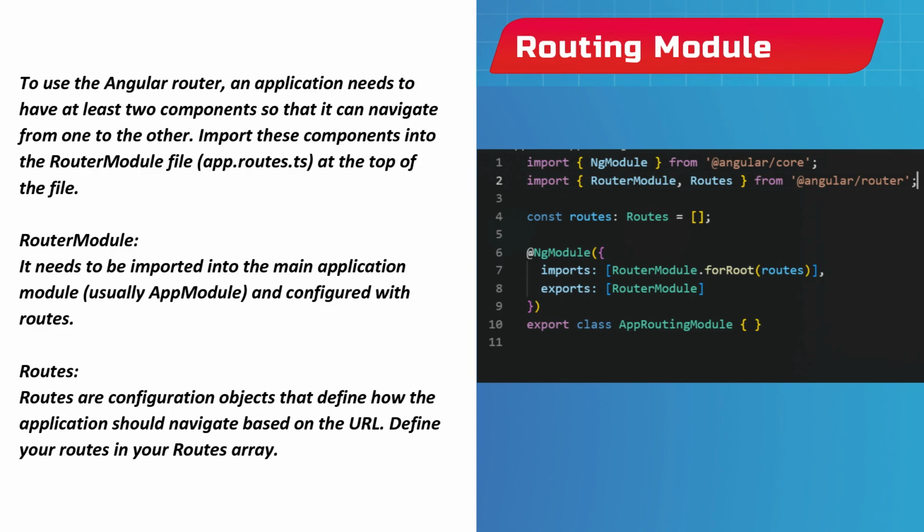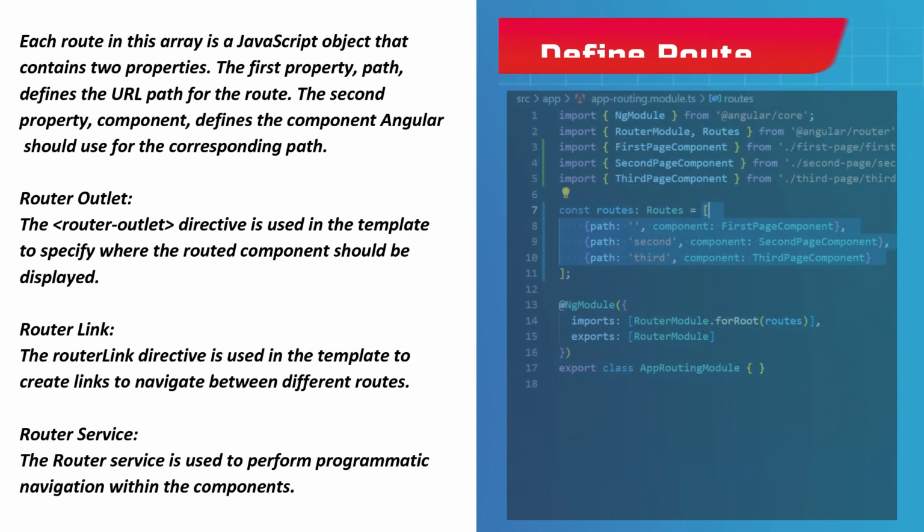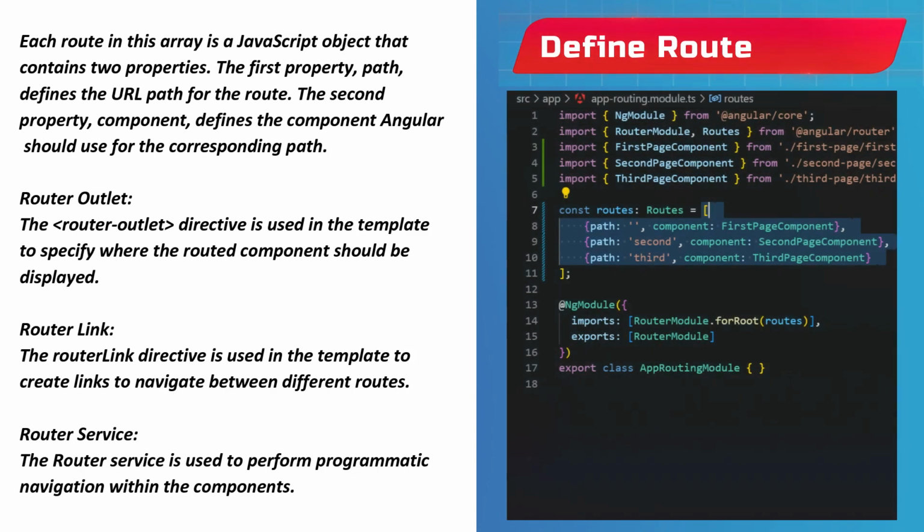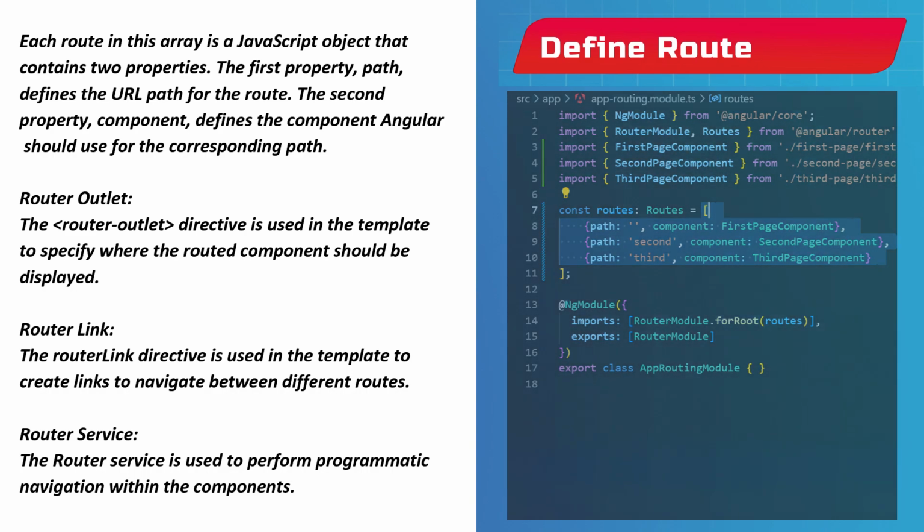Routes. Routes are configuration objects that define how the application should navigate based on the URL. Define your routes in your routes array. Each route in this array is a JavaScript object that contains two properties. The first property, path, defines the URL path for the route. The second property, component, defines the component Angular should use for the corresponding path.